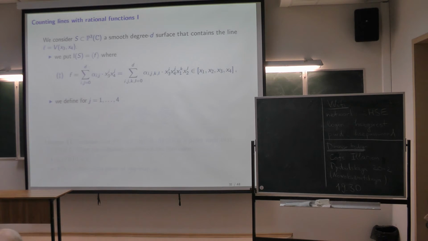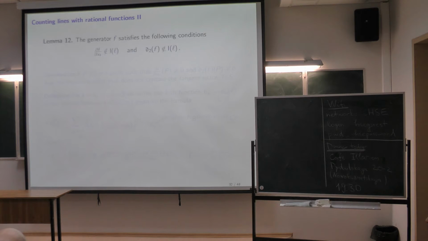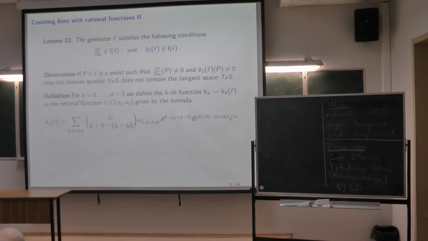You find such funny determinants, and this determinant finds you the ramification points of this map we started from. And then you define these polynomials. I know they look kind of long. So suppose you are on the quartic, then you will obtain 2 functions, b0 and b1. On the quintic you get b0, b1 and b2.